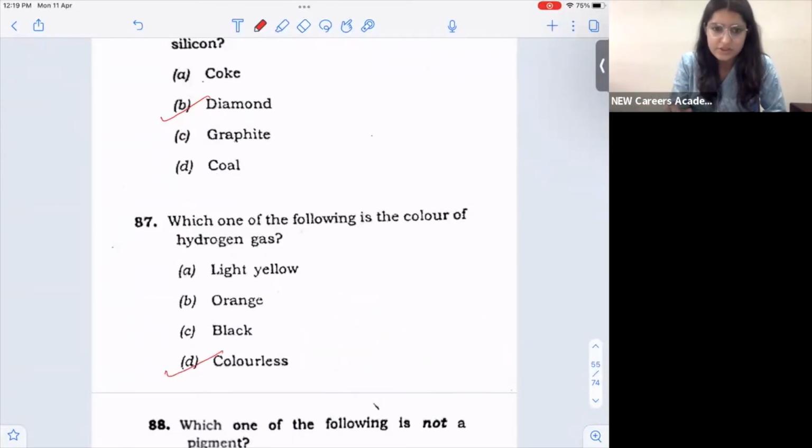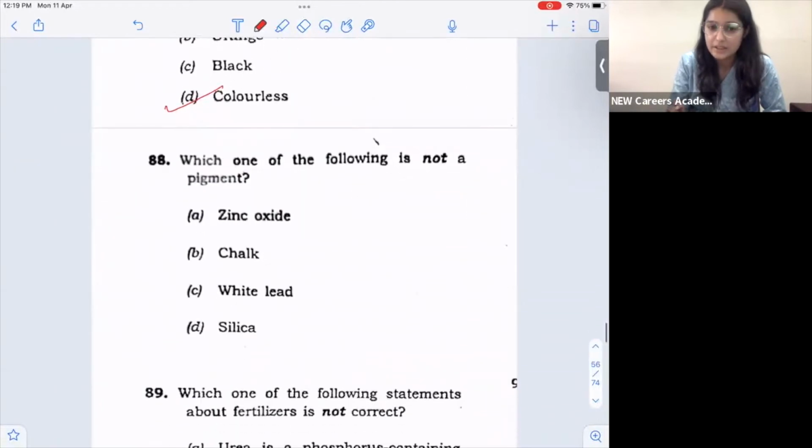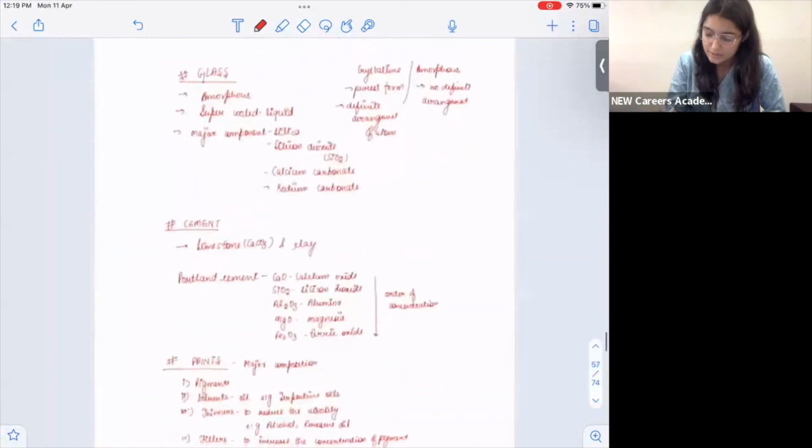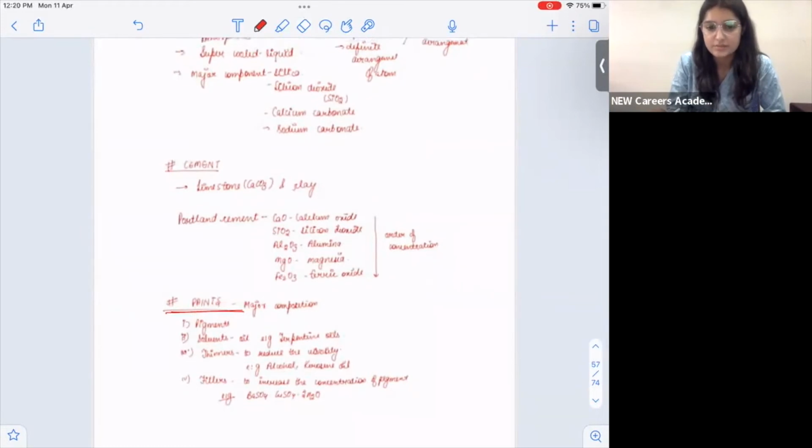Very simple question. Which one of the following is not a pigment? See, zinc oxide, chalk, and white lead are used in paints. Chalk is a pigment. So the one that is not a pigment is silica. Silica is used in paints, but for some other purposes. And this gives some information about paints and their major composition.